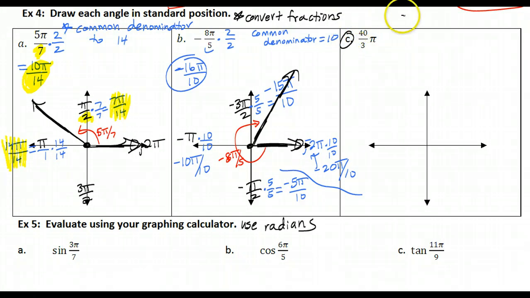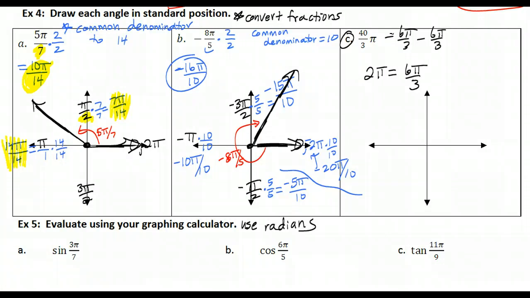basically 40 pi over 3, well, 1 revolution would be 6 pi over 3, so I'm going to need to subtract revolutions a bunch of times in order to figure out where I'm going to graph this, and that's kind of tricky, takes a while. So why don't you skip that one for now and ask me about that in class.